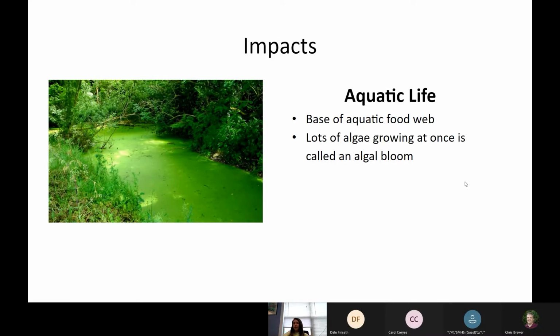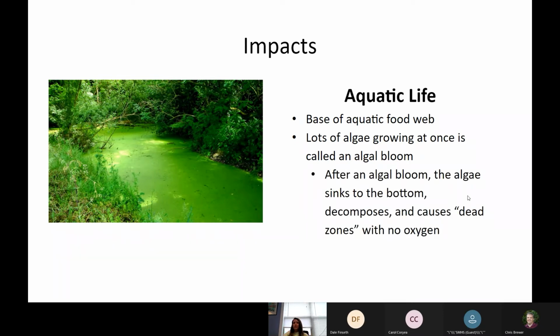So when we have too much algae growing, it is called an algal bloom. And the issue with this occurring is that all of this algae will then die all at once. And when it dies, just like plants on the ground, it's trying to break down and decompose and turn back into soil. And that's a process that takes a lot of oxygen. And so when that process is happening in the water, it soaks up a lot of oxygen from the water, and then it's not available for the animals and creatures that need to use it to live in the water.